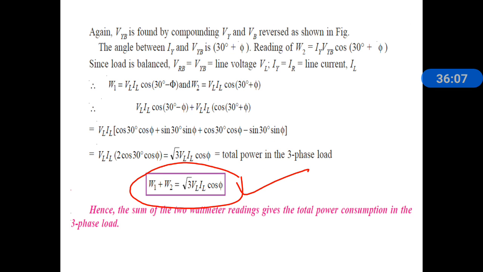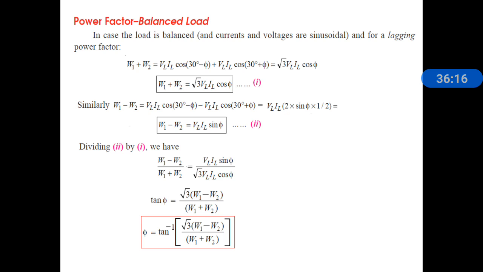So total power W1 plus W2 is √3 VL IL cos phi. Next is how to calculate power factor by using the 2 wattmeter method of power measurement. Using the same values of W1 and W2, we can calculate the power factor of the load also.